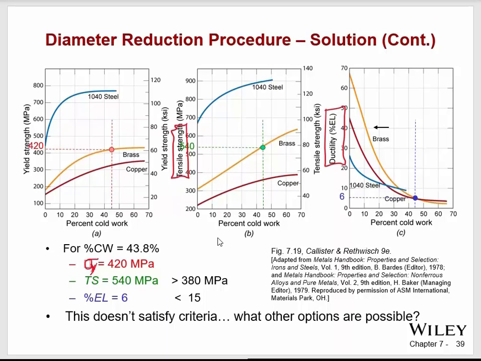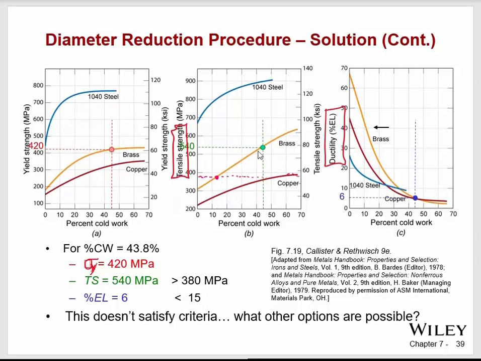We're interested in something that has a higher than 380 megapascal tensile strength, okay? And we're relevant to this brass curve here, right? That's the one we're interested in. So we'll definitely need it to be greater than 12% or so, somewhere around 12-13%, something like that. If we don't go higher than 12% cold working, it won't be strong enough.